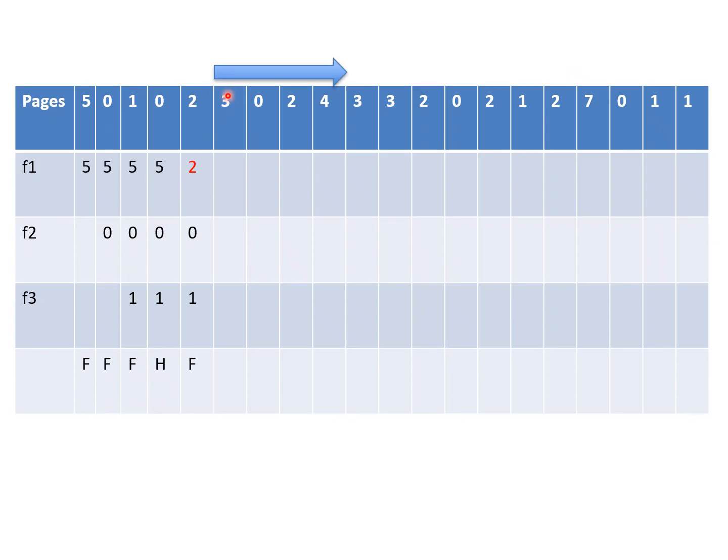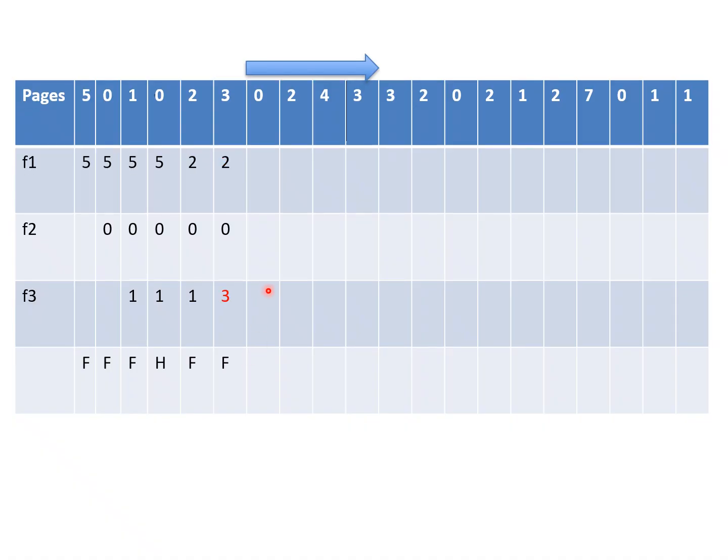Next we have page 3. It will search in the memory. 3 is not available, so 3 leads to a page fault, but it will check the future reference. 0 is a near future reference, and 2 is also a near future reference. So 1 will be replaced by 3 because it is a very far future reference. That leads to the page fault.